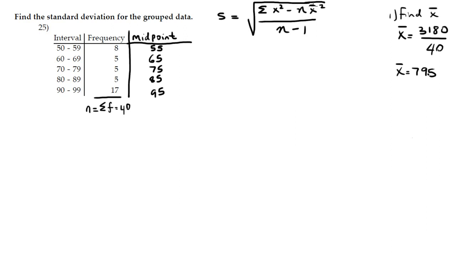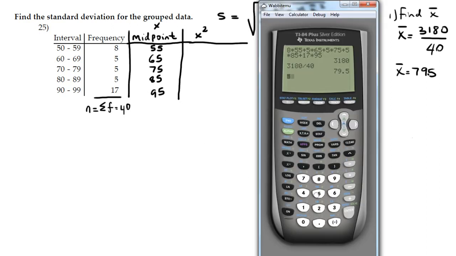We've got n, we've got x bar. Now we need to find the sum of the x squareds as well. My midpoint here is going to be my x value. Those are my x values: 55, 65, 75, 85, and 95. Now I'm just going to square each of these: 55 squared, 65 squared, 75 squared, 85 squared.